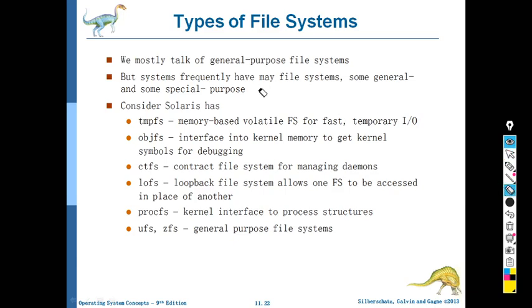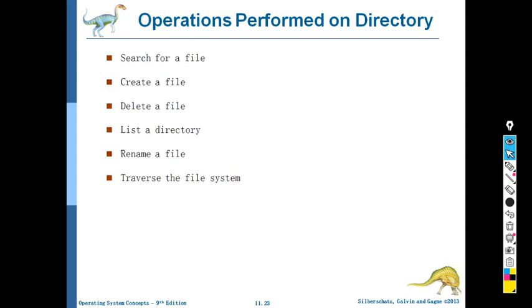These names are different depending on what type of operating system you are going to use. So you may have some general and some special purpose file systems. Solaris has tmpfs, which is memory based, volatile, for fast temporary IO. It also has objfs, an interface into the kernel. For different things it has a different file system, so the names depend on what type of operating system you are going to use.